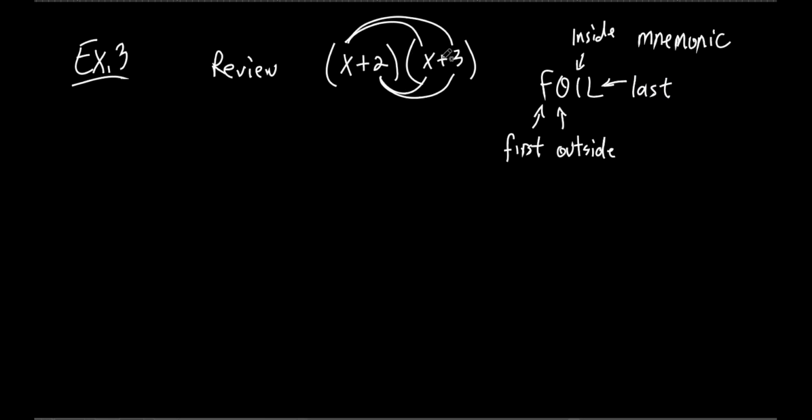So the first are the x and the x. So we multiply those together. What's x times x? X squared. And now we do the outside. Which ones are the ones on the outside? The x and the 3. They're both positive, so what's my sign going to be? Positive. And now I multiply x times 3.